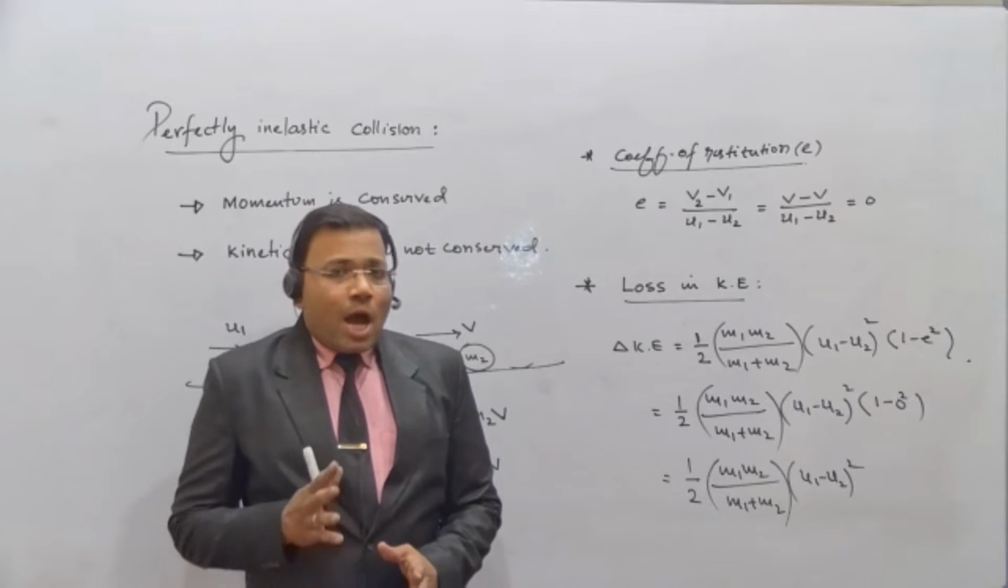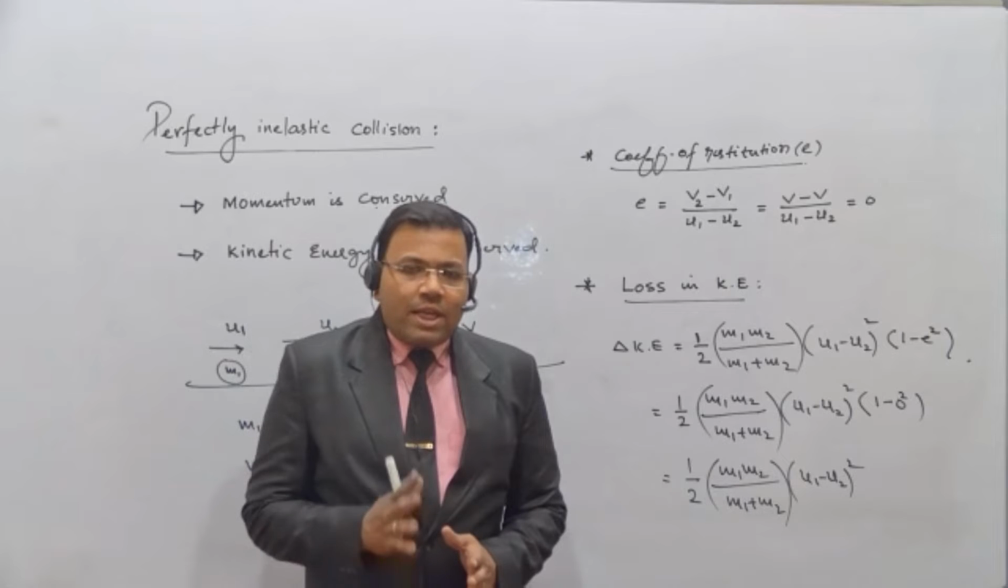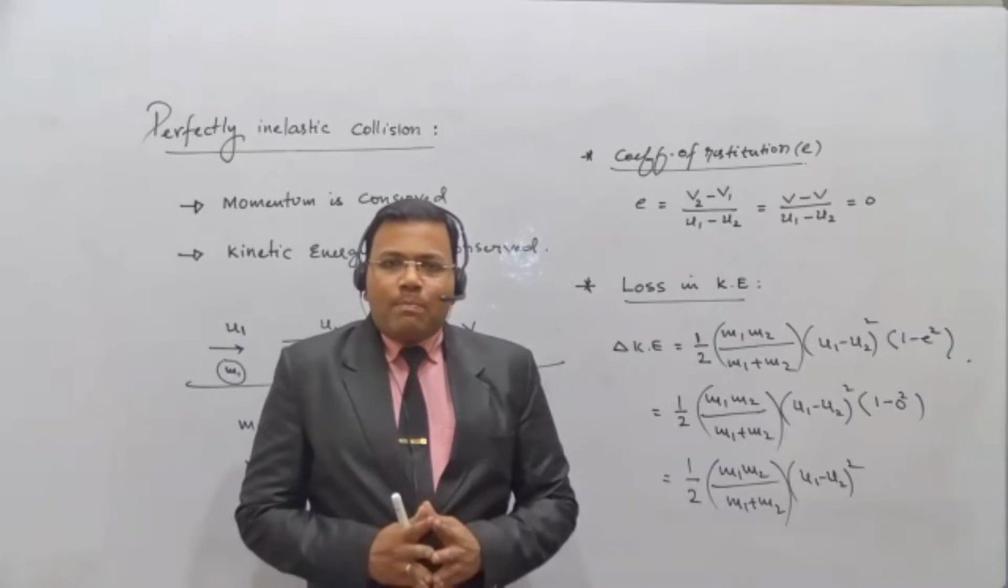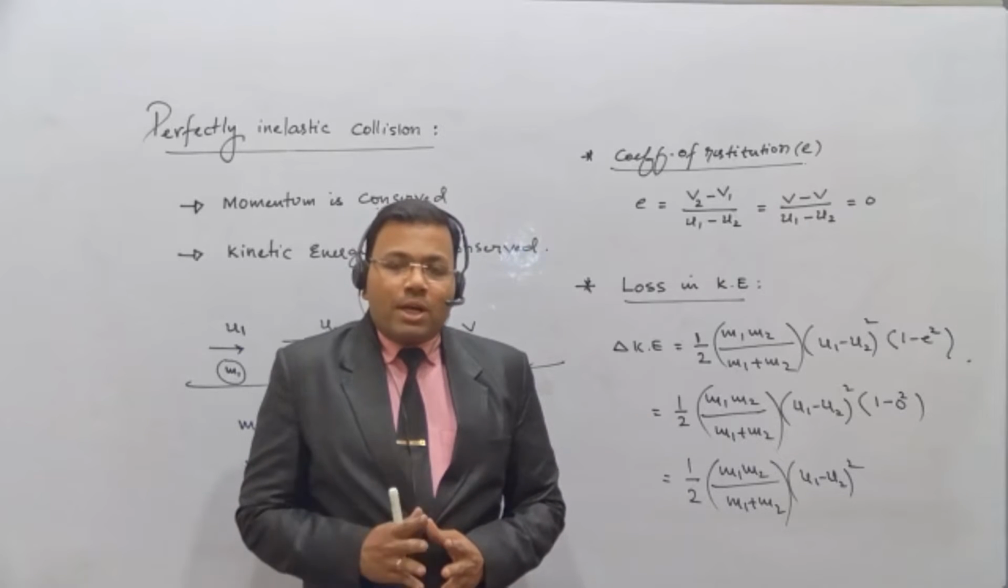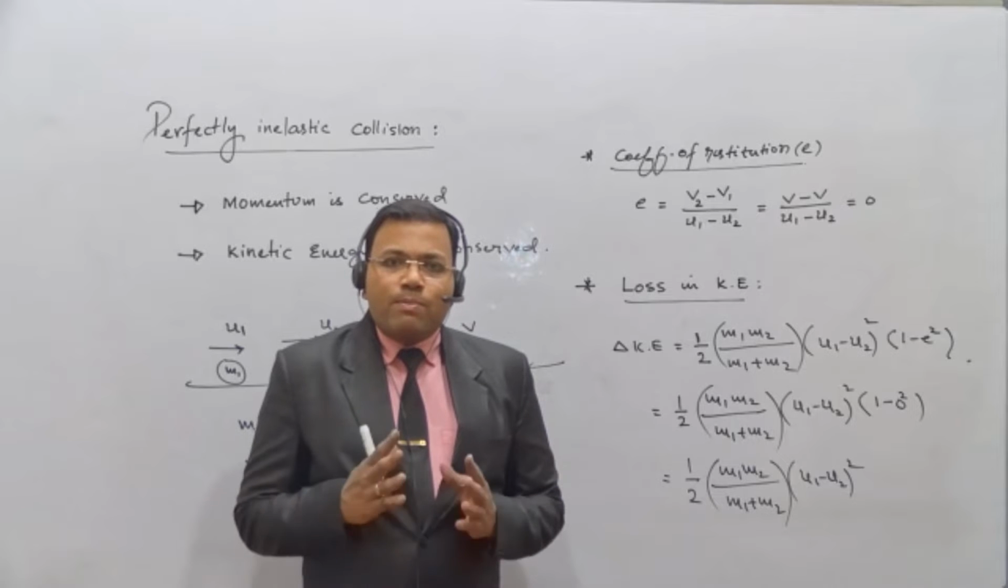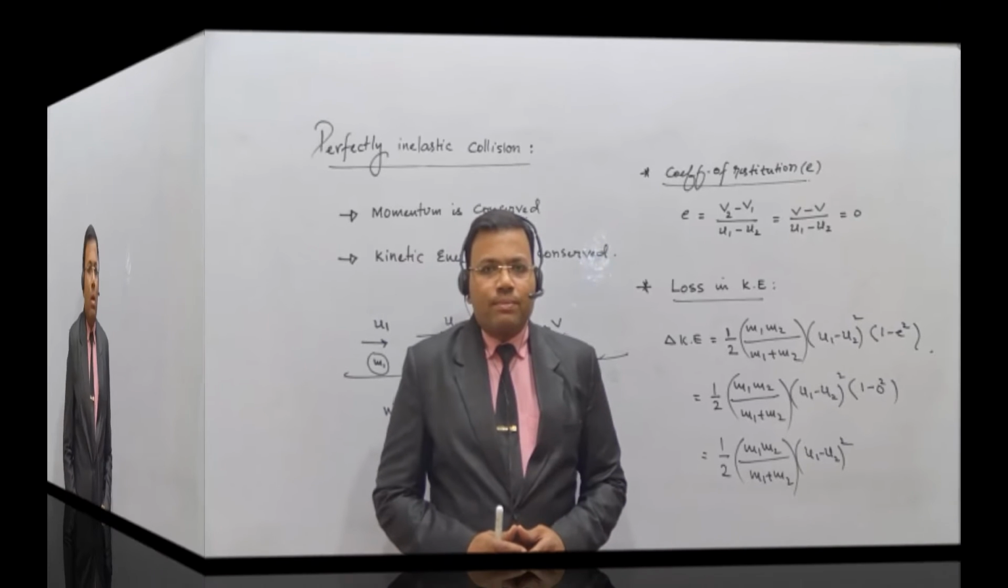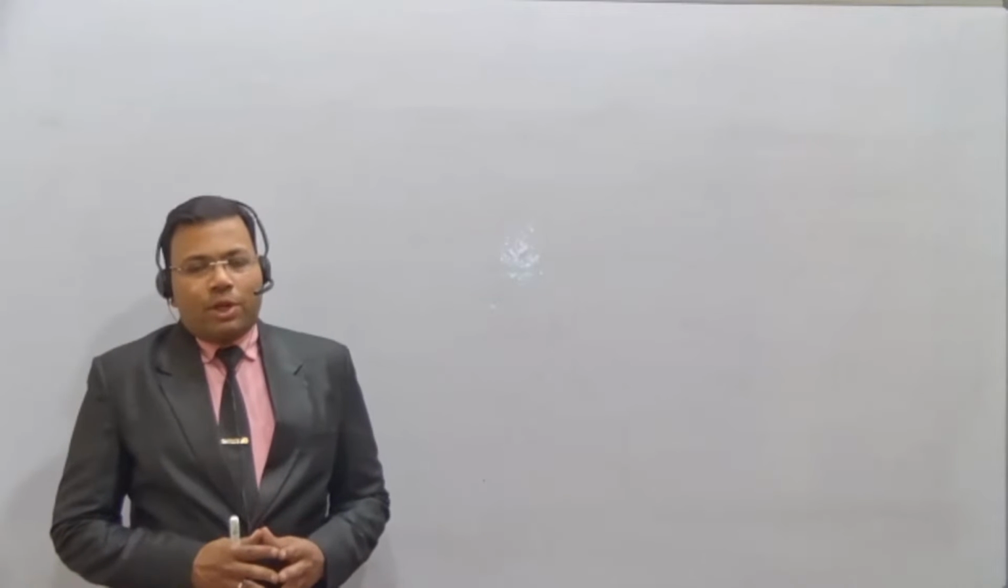That's the only difference. I hope you have understood what is perfectly inelastic collision. Here you have to remember only one thing. This is also a type of inelastic collision only, but after the collision, the two bodies move together with a common velocity. I hope you have understood the concept. Students, we have seen the concept of inelastic collision, and we have seen that the momentum is conserved, kinetic energy is not conserved. We have seen the common velocity with which both the spheres move after collision, and the loss in kinetic energy also.